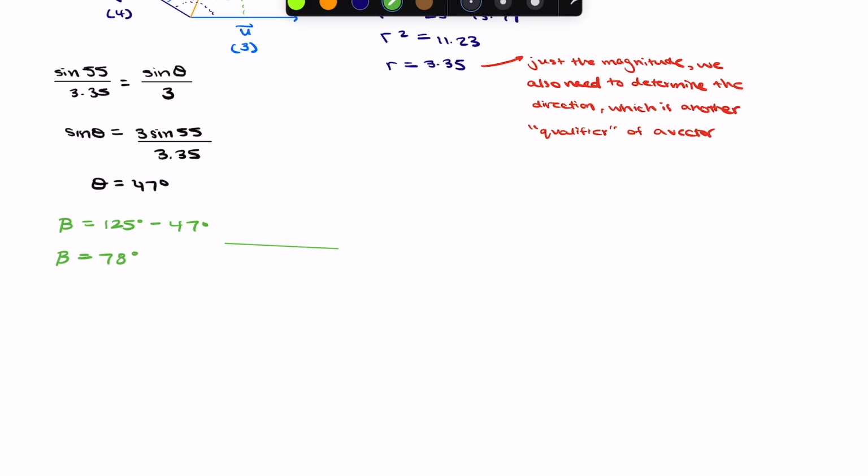And so here, therefore u plus vector v is 3.35, 78 degrees counterclockwise of vector u.